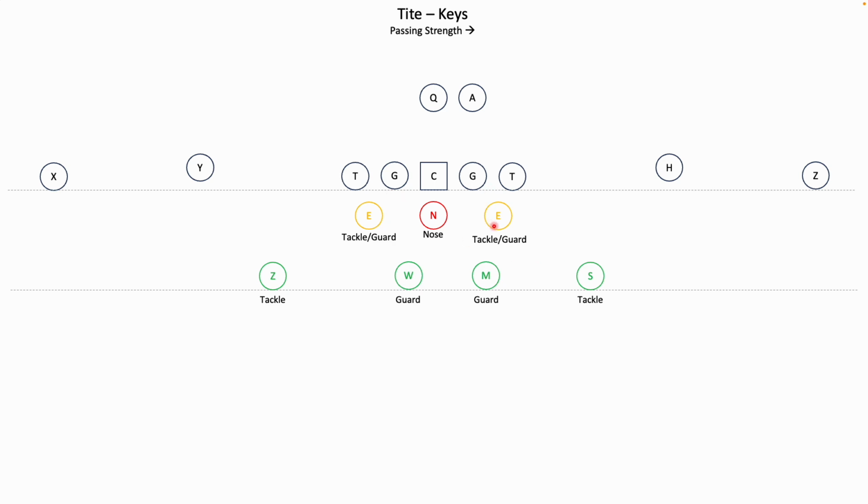All right. Now, the main thing that our key is going to tell us is whether it is run or pass. So obviously, if the offensive line base blocks, we know that it is run. If the offensive line pass sets, we know that it is pass.